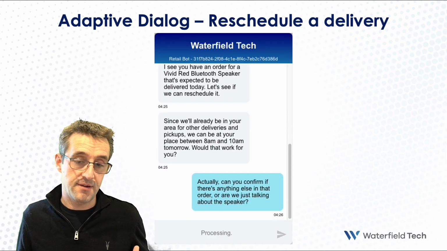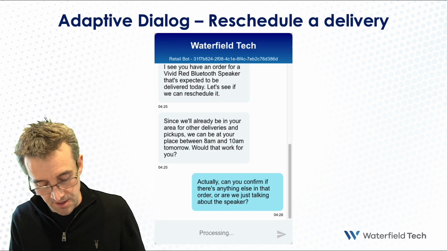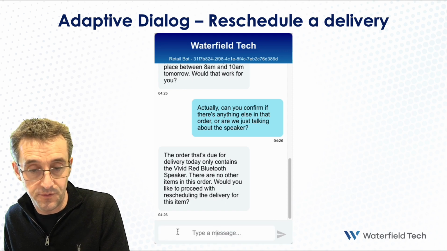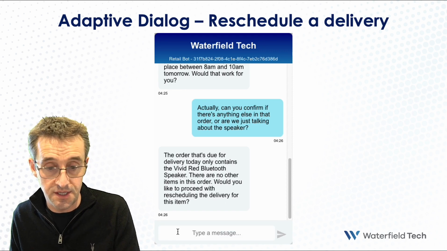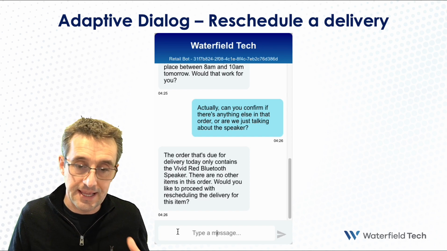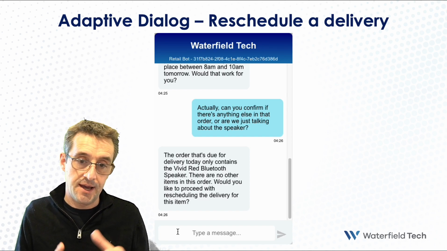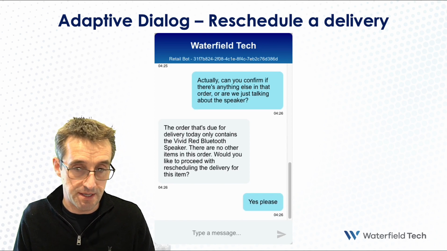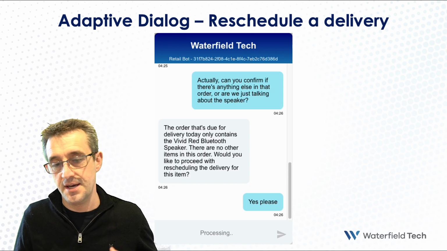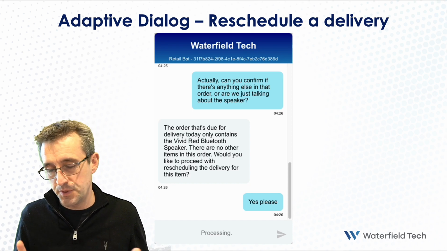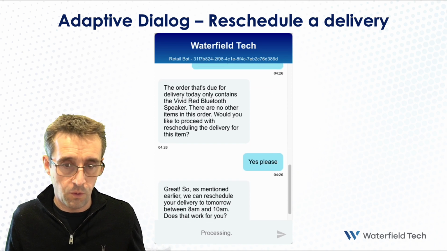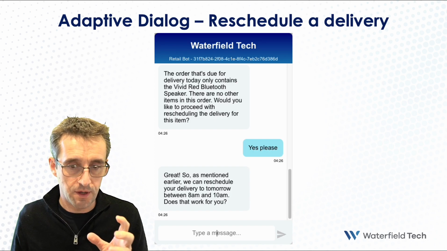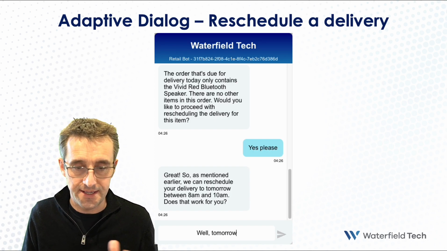And we see this type of interaction a lot. This is something we call squiggly progression, where users really need to confirm and get confidence about something else before they're ready to move on. So they might ask another question. They could even go on to do a subtask or a related task before they're ready to complete. And the bot's provided a bit of info. That order's due today only contains the speaker. There's no other items. Would you like to proceed? And the user says yeah. So maybe in this particular case they've got multiple orders and they're not quite sure which one they're rescheduling, maybe from different providers. Great, so as mentioned earlier, we can reschedule for 8 to 10 tomorrow.